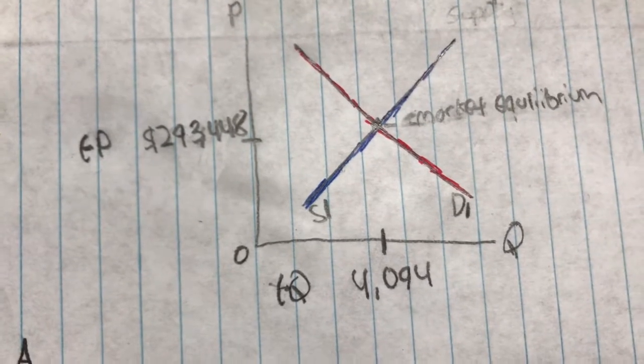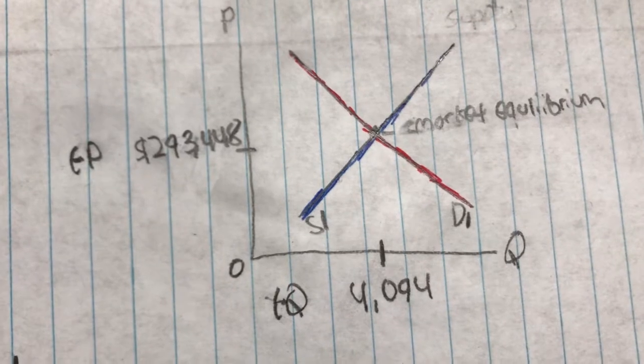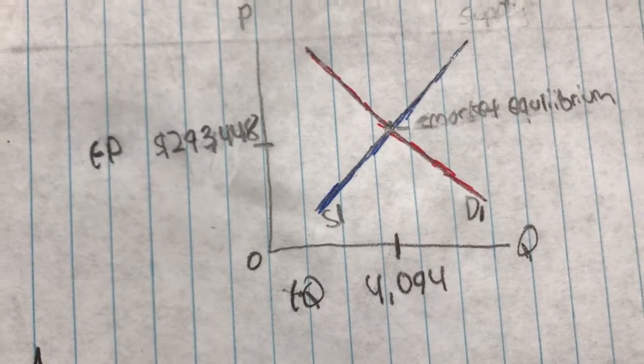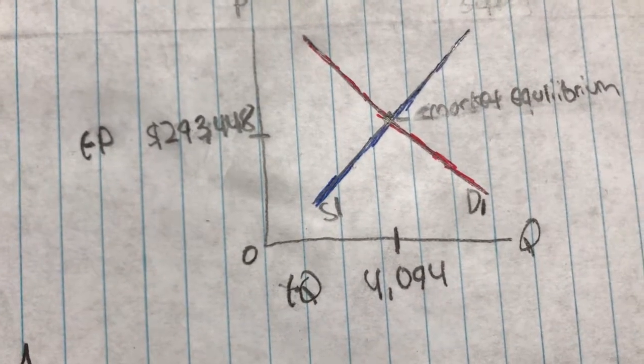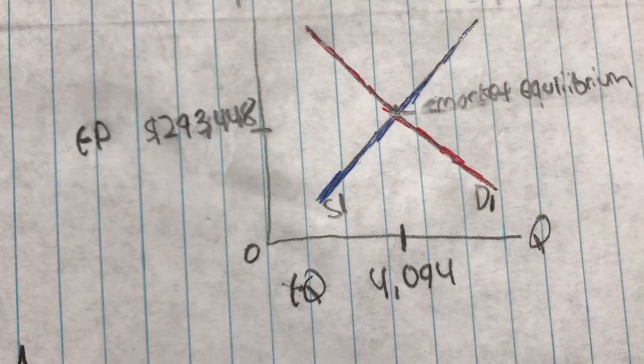The average number of houses sold per year is 4,094. So the average price of houses, $293,448, would be the equilibrium price, and the equilibrium quantity is 4,094.